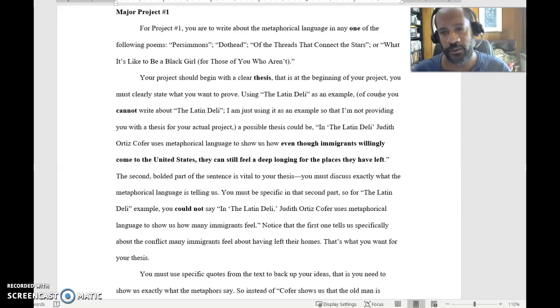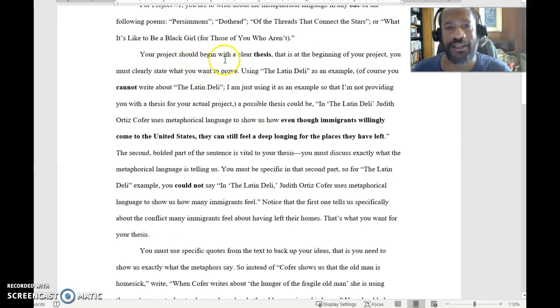The first thing you'll need to do is a brainstorming assignment, a brainstorming discussion board, and then you're going to write an outline. But we want to make sure we understand what the actual assignment is before we begin those. So, major project number one. For project number one, you're to write about the metaphorical language in any one, only one, choose one of the following poems: Persimmons, Dothead, Of the Threads That Connect the Stars, or What It's Like to Be a Black Girl for those of you who aren't. So you're just going to choose one of those, and you're specifically going to talk about the metaphorical language.